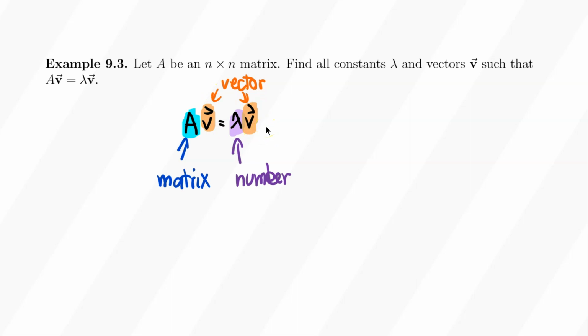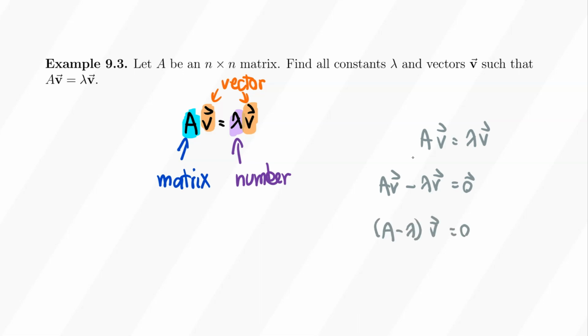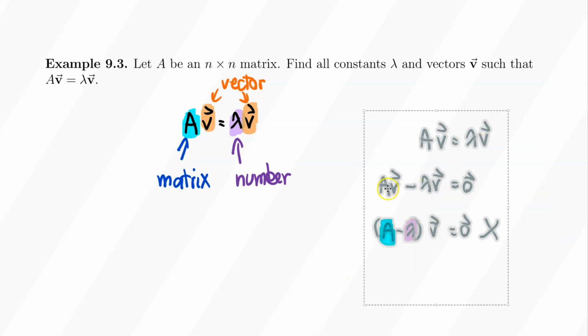Now, one thing that we can try though is that, well, we have AV equal to lambda V, right? Why don't we move lambda V to the other side so that we can factor the V out? So I'm gonna get AV minus lambda V equal to 0. So then A minus lambda times V equal to 0. However, this doesn't work because my A is a matrix, but my lambda is a number. I can't just subtract a number from a matrix. However, I can try something similar though.